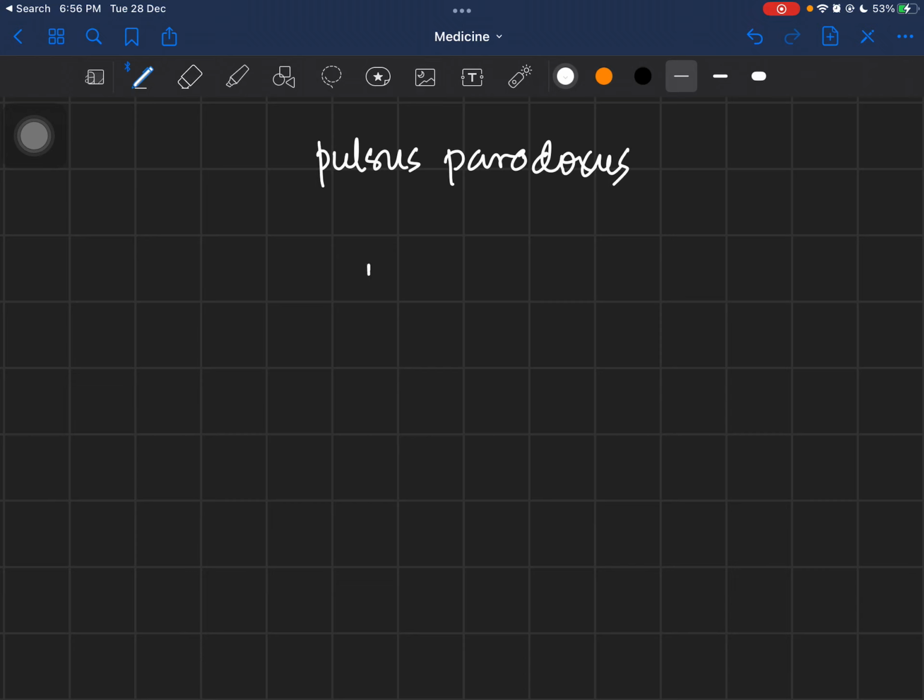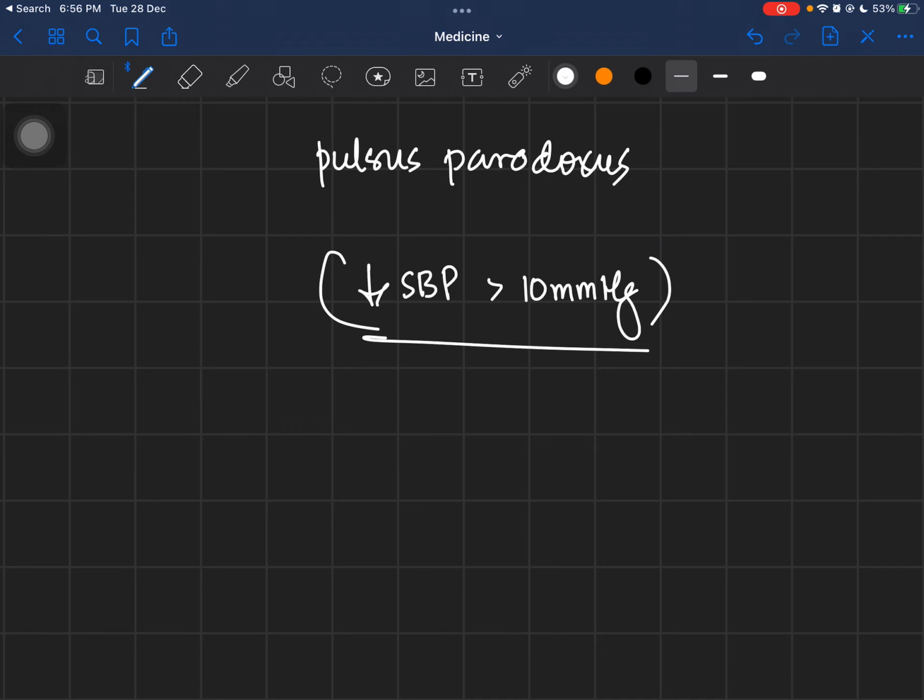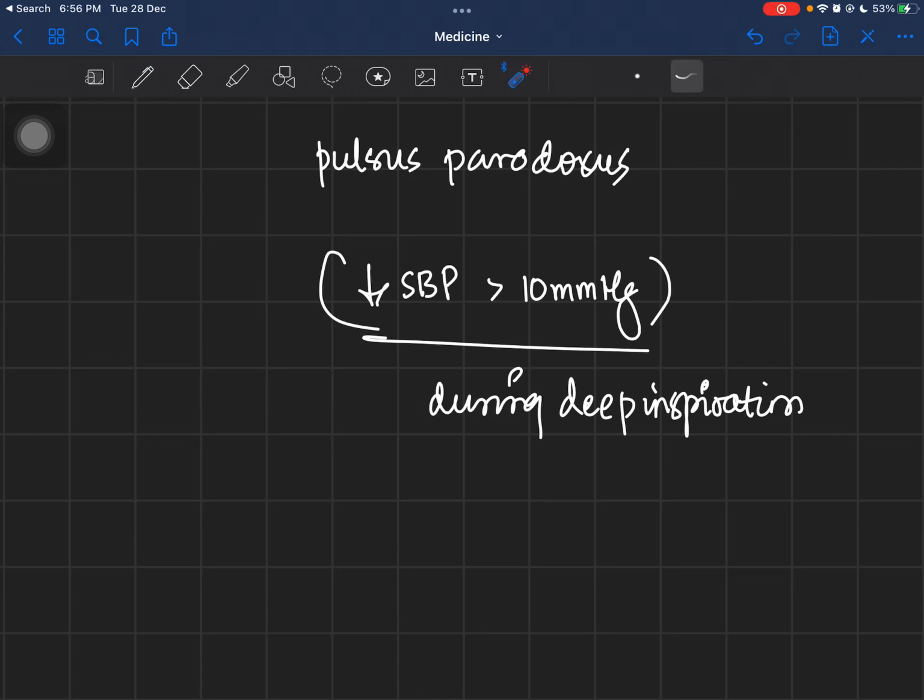We know that pulsus paradoxus is a drop in systolic blood pressure of more than 10 mmHg during deep inspiration. If there is a drop in systolic blood pressure of more than 10 mmHg during deep inspiration, why would it be called pulsus paradoxus? Why would it have the name pulsus? It would have been named maybe pressure paradoxus or something like that. And why is this paradoxical? This definition does not explain why this condition is known as pulsus paradoxus.